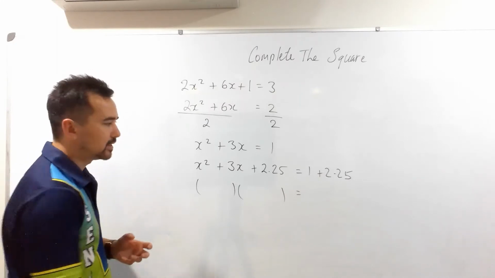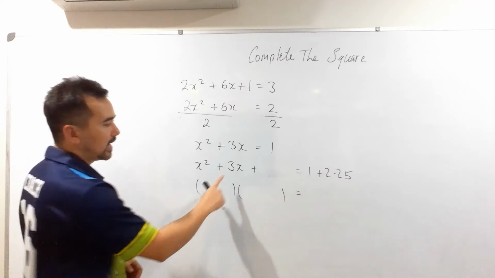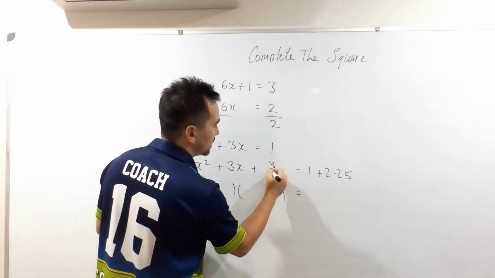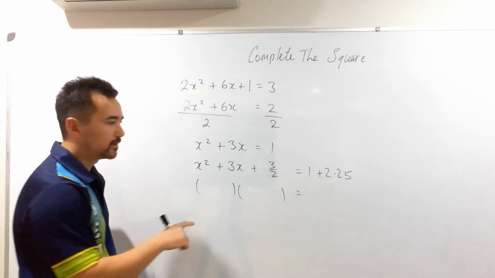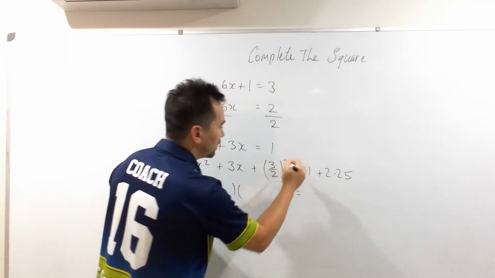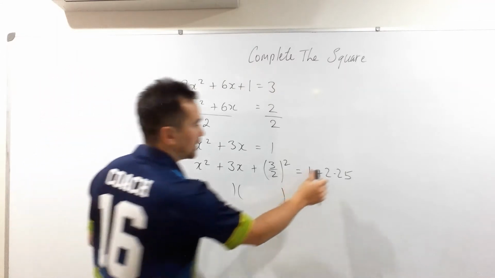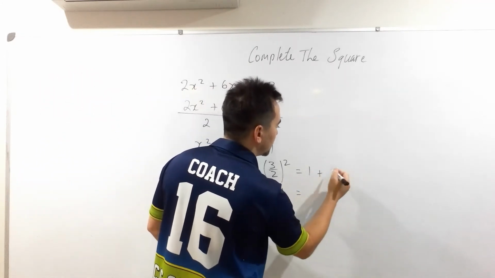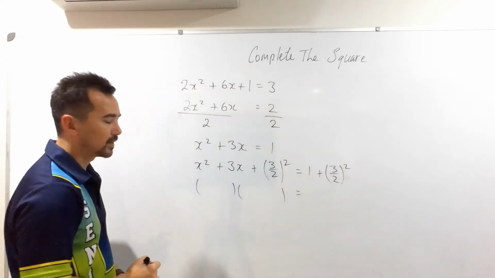So here's a little tip. We can do it using fractions. Half of 3 is 3 on 2. And then I have to square it. So 3 on 2 squared looks like that. And I can do the same over here. 3 on 2 squared. Okay.